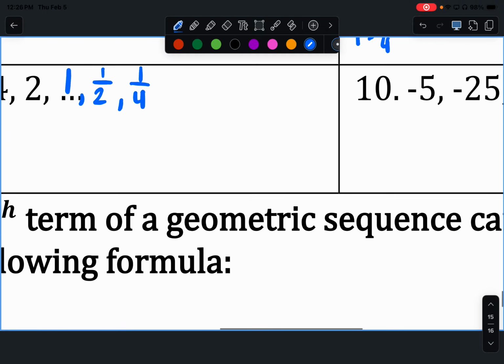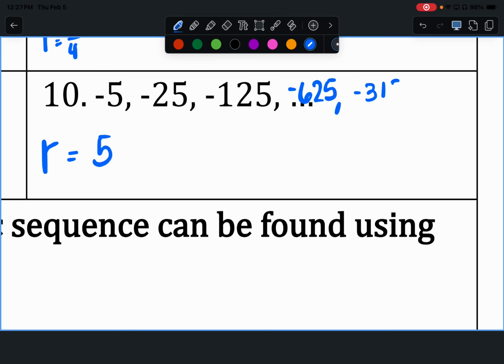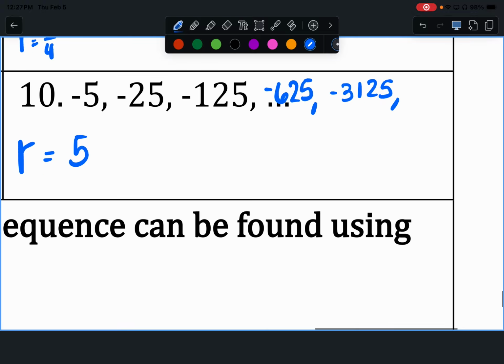All right, number 10. What is our common ratio? So what would the next term be? What is the next term? Negative 625. Okay, what is the next term? 3,125. Negative 3,100. And what is the next term? Negative 50,625.